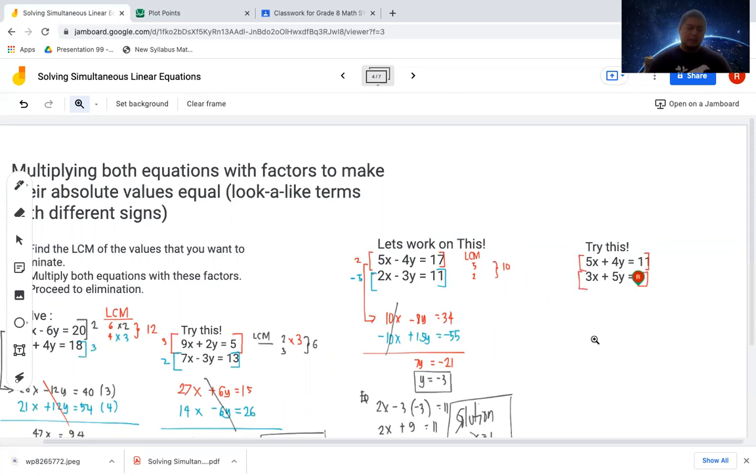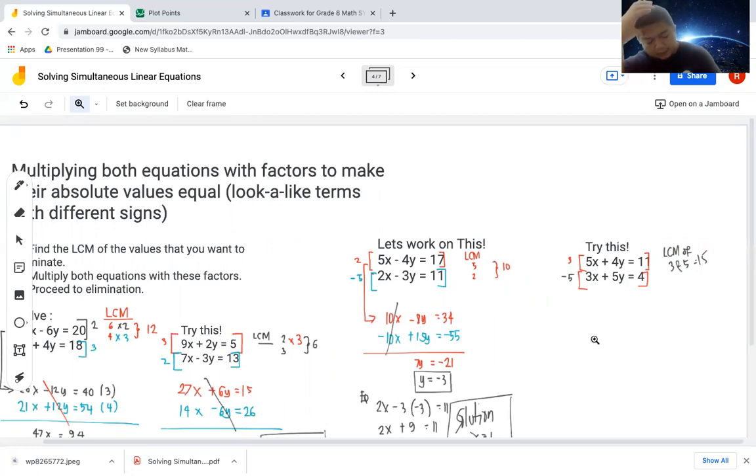Okay, so in my case, I would like to eliminate the x. Why? Because the multipliers are quite smaller than the y. So this one will be multiplied by 3. And I will automatically multiply this by negative 5. Okay, so as you can see, I know that the LCM of 3 and 5 is 15. So I'll just put these particular values for me to be able to get the answer.